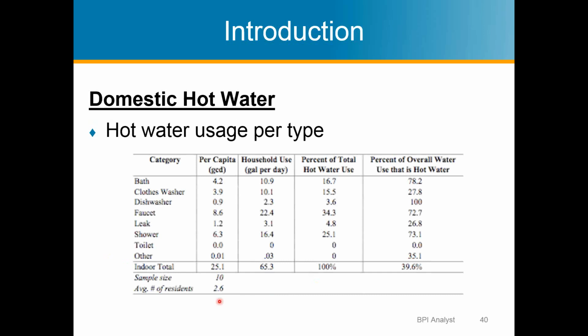Some relative importance here of where hot water is used in the house, household use per day. A bath is 11 gallons, clothes washing is 10, dishwasher 2, faucets 22, and the other big one is showers. There's a lot of great technology in dishwashing right now that can reduce the amount of hot water used, but it's a pretty small one to go after anyway, just a couple gallons a day. With your clothes washer, you have a much larger impact.